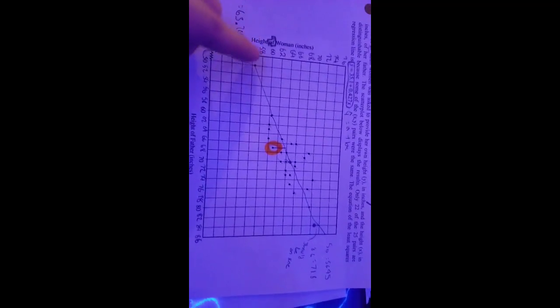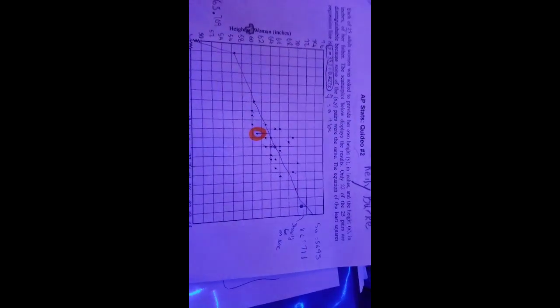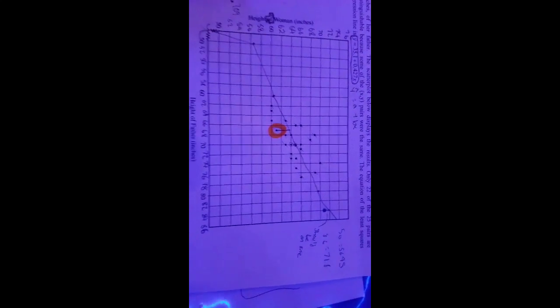And then for part B, it asks us if the correlation would stay the same, decrease, or increase, and it would increase. The reason for that is because it does go directly through it. It supports the correlation a lot more than, say, a point that is 3 or so away from the line. So the correlation would be much stronger, and you could say this has a very high correlation.